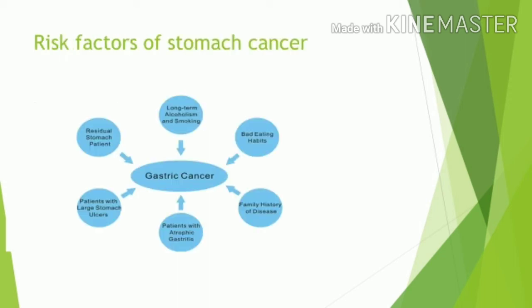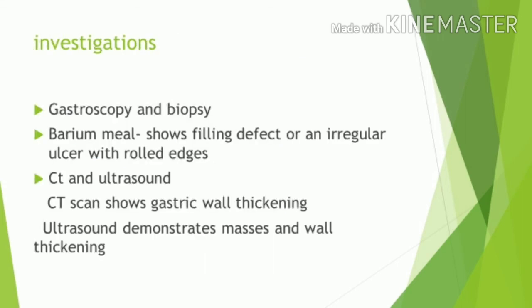Risk factors of stomach cancer. Long-term alcoholism and smoking. Bad eating habits. Family history of disease. Patient with atrophic gastritis. Patient with large gastric ulcer. Residual stomach patient. Investigation. Gastroscopy and biopsy.